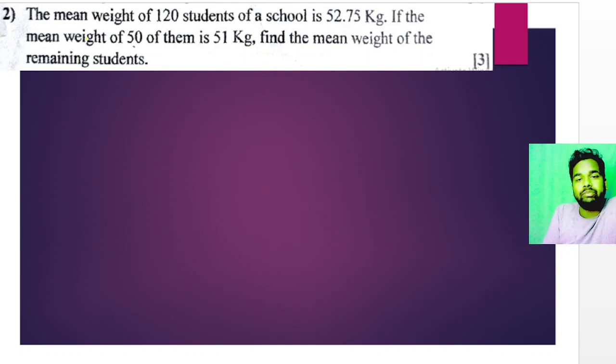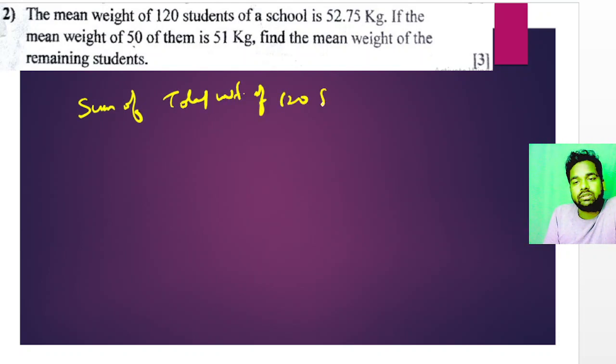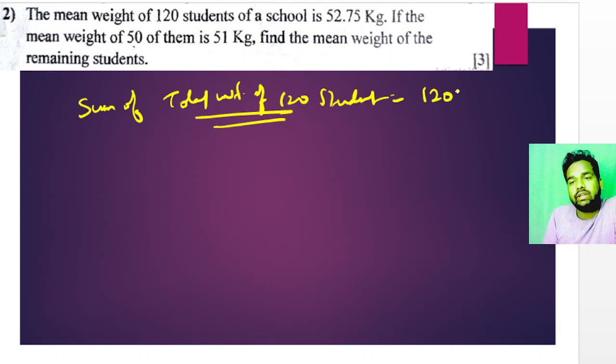The question is saying that the mean weight of 120 students of a school is given. So you can write the sum of total weight of 120 students as 120 into 52.75, which will come as 6330.